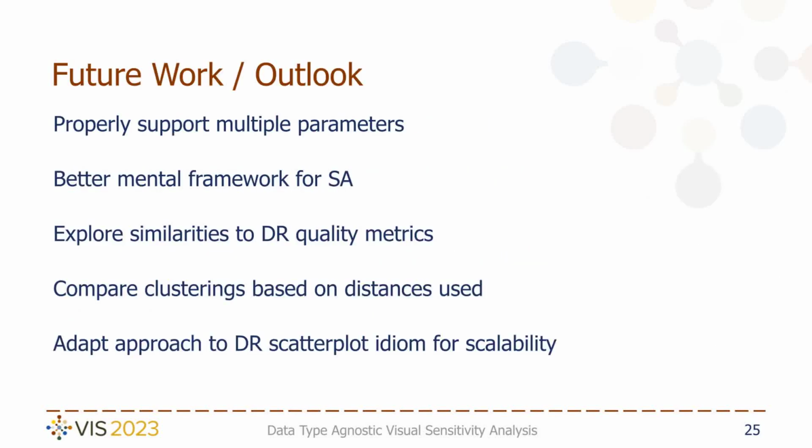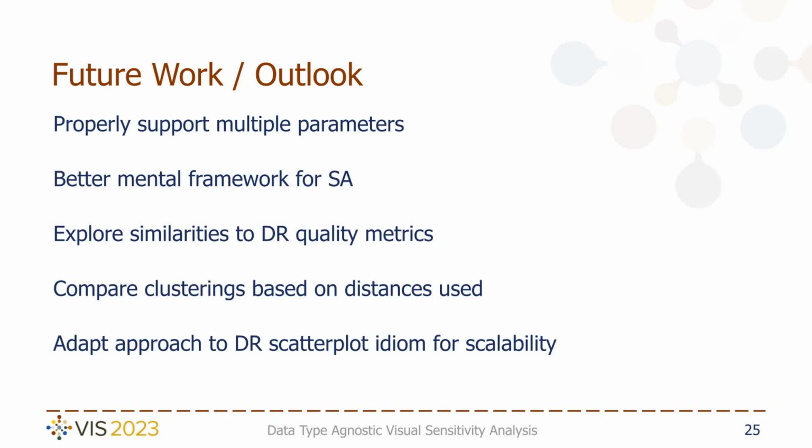For future work, we want to support multiple parameters properly, as currently only one parameter can be compared with the output. We also want to find a better mental framework for data type agnostic sensitivity analysis, as two distances/similarities in a group of elements are challenging to grasp.